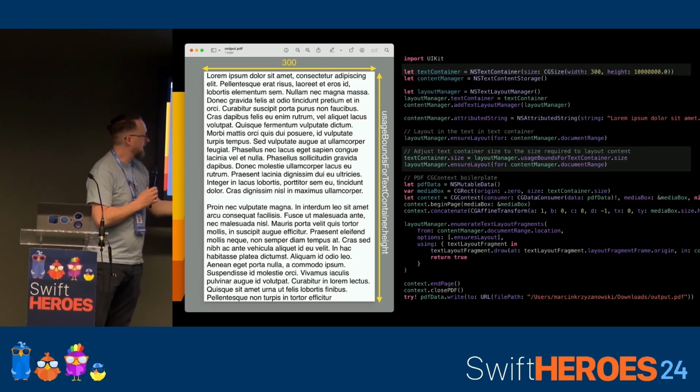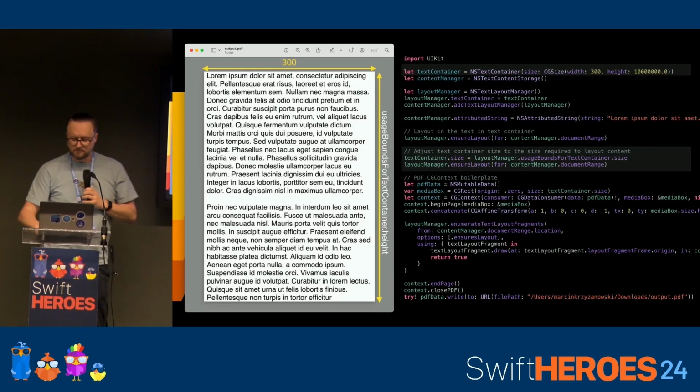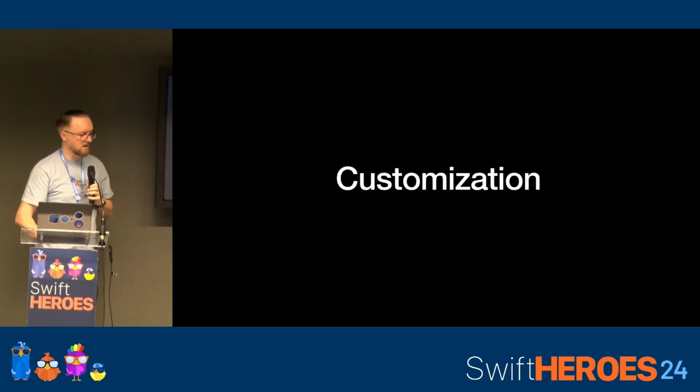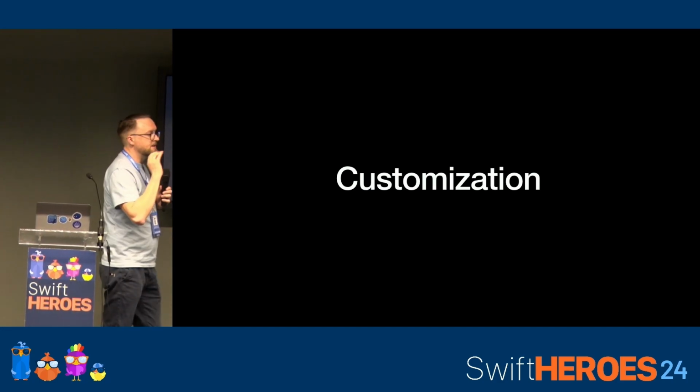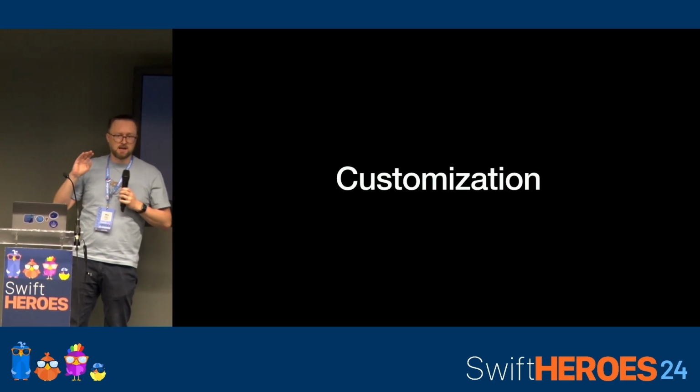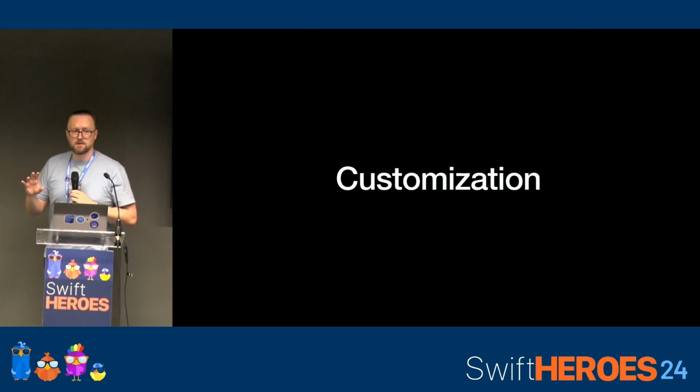So this is our NSTextContainer. How does customization work for this API? There are 2 approaches, very familiar. Well, this API is an Objective-C API. That's how it was implemented. It's not a Swift API.